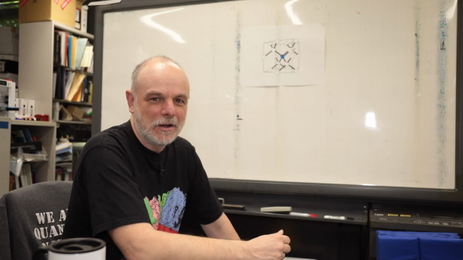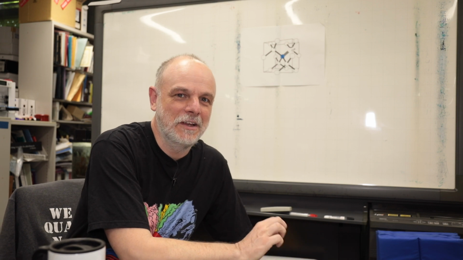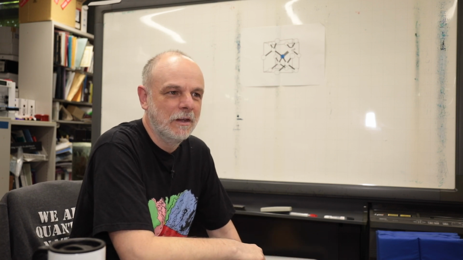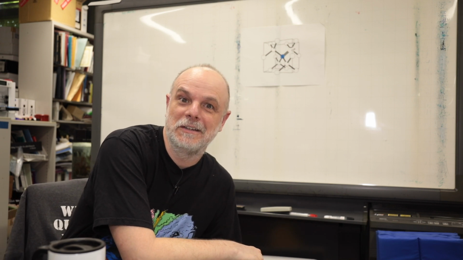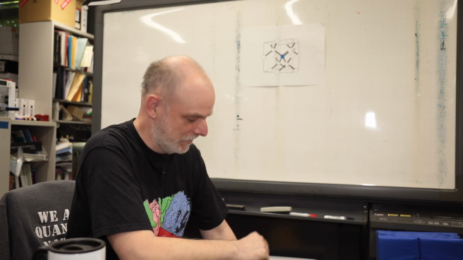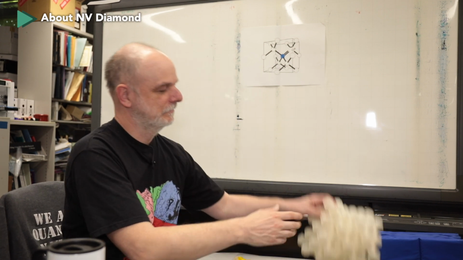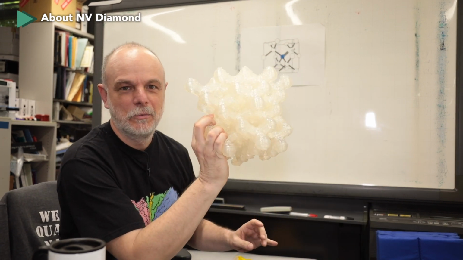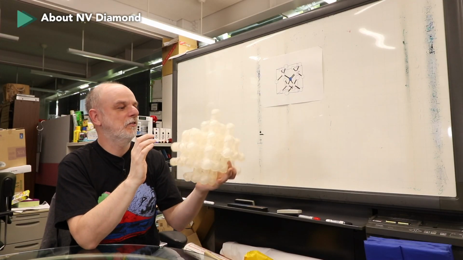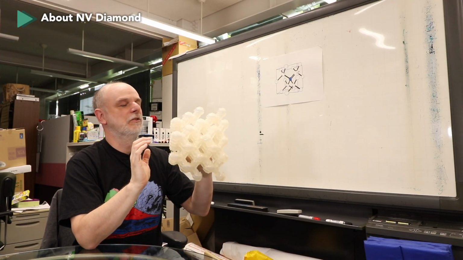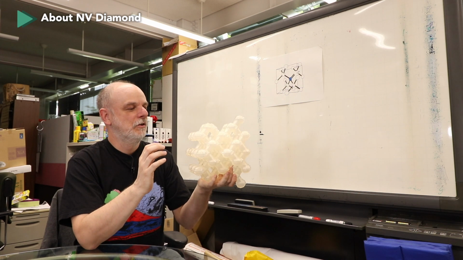So today I want to talk about a few different things. First off, most important, there were some questions about NV diamond on the course. So let's talk about that a little bit. You might remember this. We talked about this early in the course. We described it as the structure of crystalline silicon.